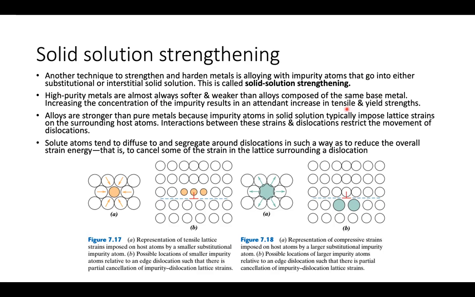Okay, so for example, we have three layers here, and then there is one atom which has a different diameter, maybe smaller.